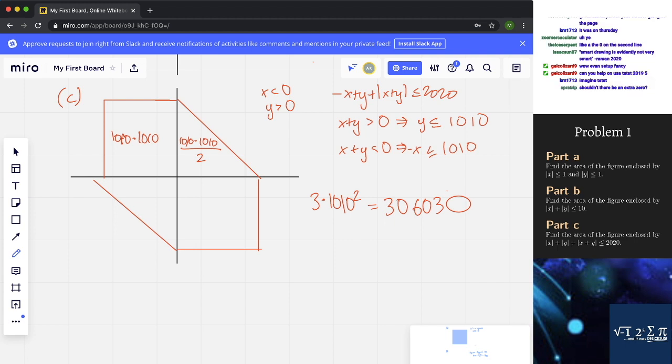Shouldn't there be an extra zero? Yes, there should have been. I wrote an extra zero and then Miro decided to combine my two zeros into one zero. So it's not the smartest drawing, but it's somewhat smart.